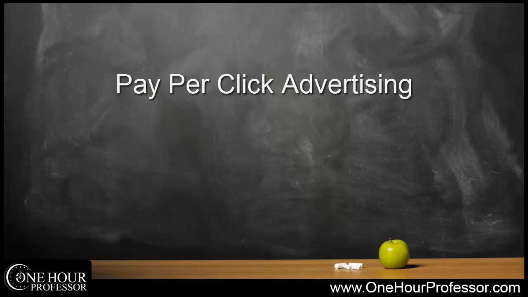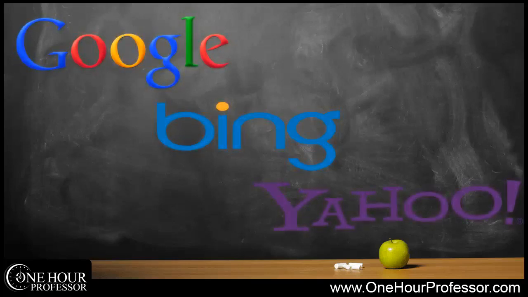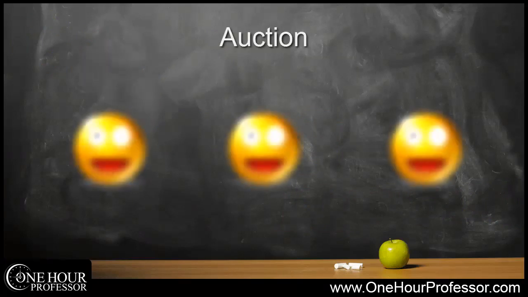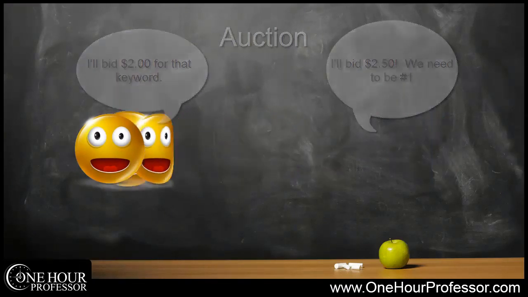Today's lesson is all about understanding how pay-per-click advertising, otherwise known as PPC, works. Pay-per-click advertising works the same across all platforms, meaning that platforms like Google, Bing, and Yahoo all work under the same premise. At its foundation, pay-per-click is an auction where a number of advertisers bid against each other to show up in the top spot of a search engine in order to get you to see their website. So let's look at an example here.